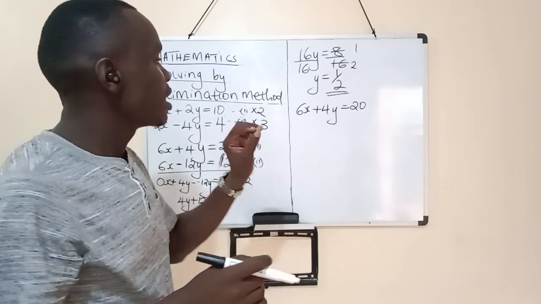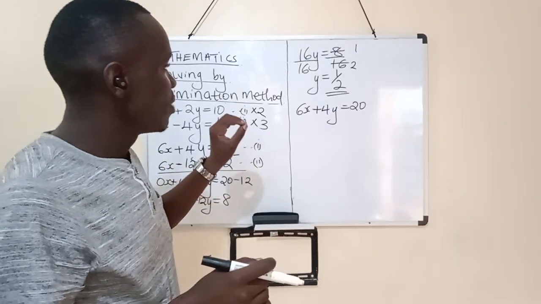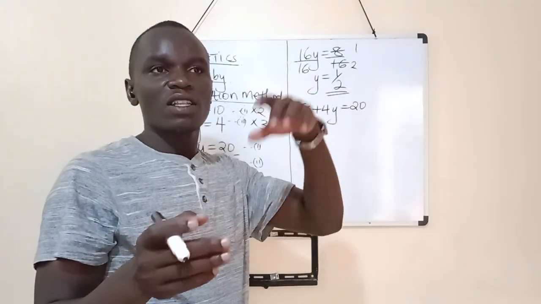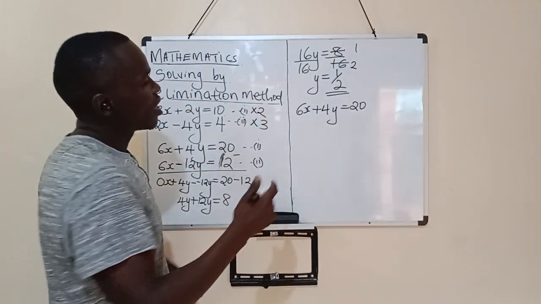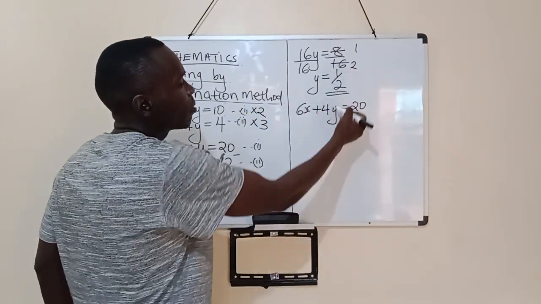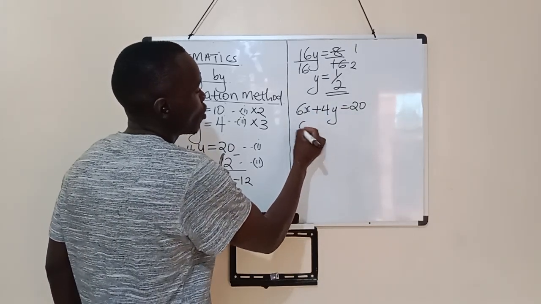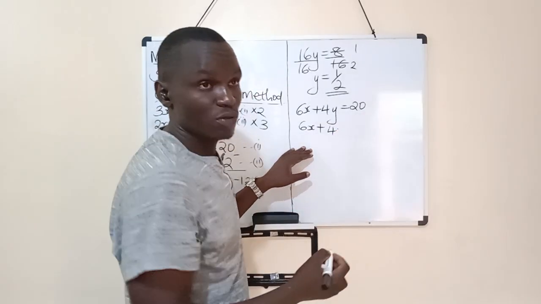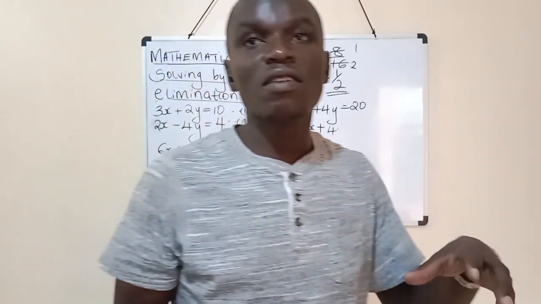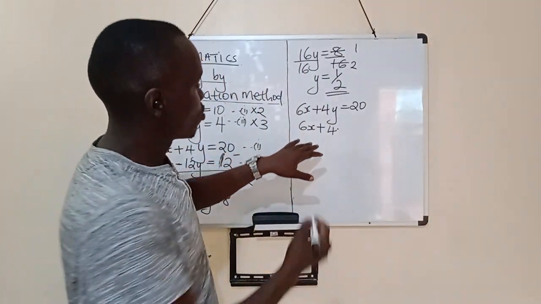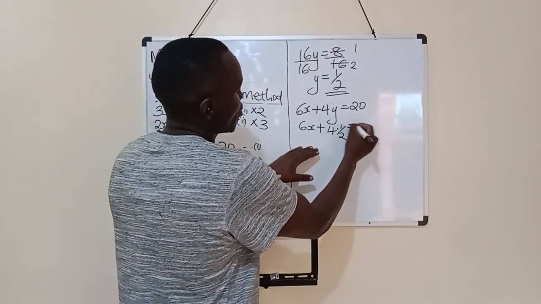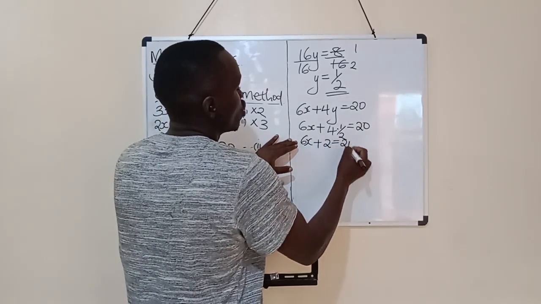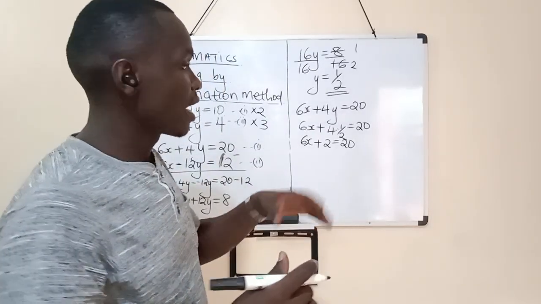Remember, the first thing we did was eliminate x so that we can get y. Now that we have y, we can use it to get the value of x. We're going to have 6x plus 4 multiplied by the value of y, and remember, we obtained the value of y as a half. So we multiply by a half to have 6x plus 2 equals 20.